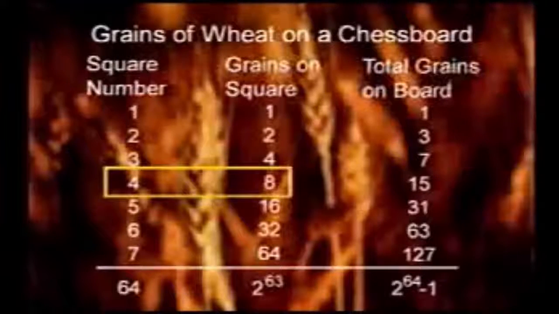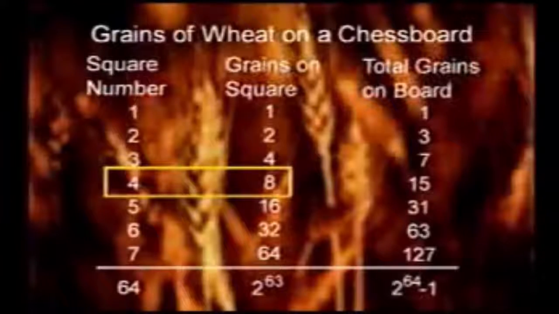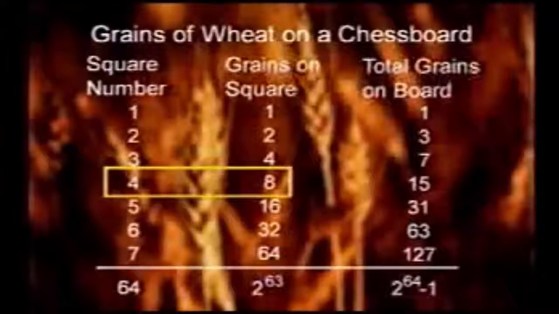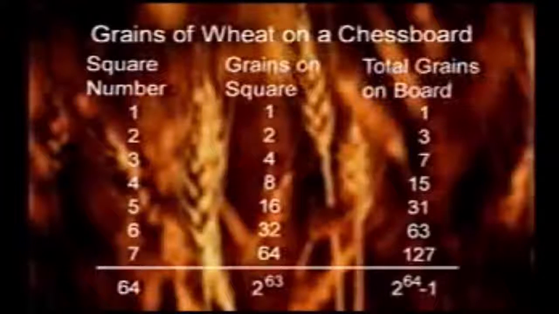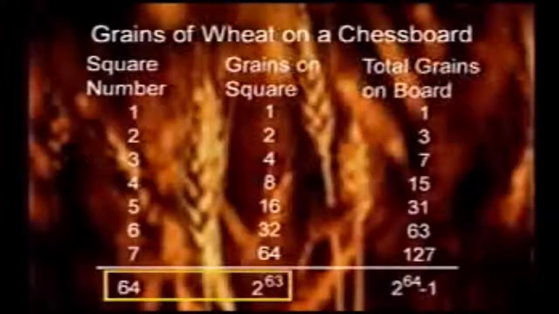Well, let's see what's involved in this. We note there are 8 grains on the 4th square. Now, I can get this number 8 by multiplying 3 2's together. It's 2 times 2 times 2. It's 1 2 less than the number of the square. Now, that follows in each case. So on the last square, I'd find the number of grains by multiplying 63 2's together.